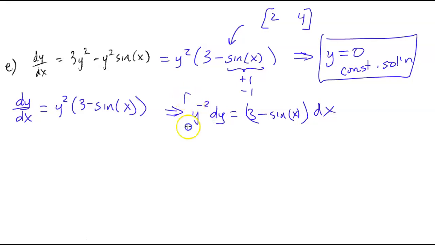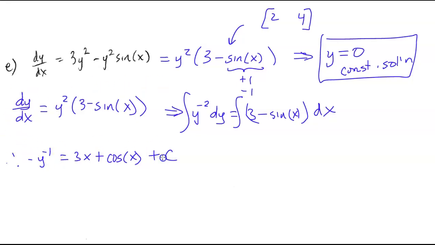And then, of course, from here, we can integrate both sides. Okay. And so, of course, on the left side, if we integrate that, that's just going to be a -1 times y raised to the -1. On the right side, that will be 3x. And this would be a plus cosine because the antiderivative of minus sine is a positive cosine. And then we would have plus some constant.